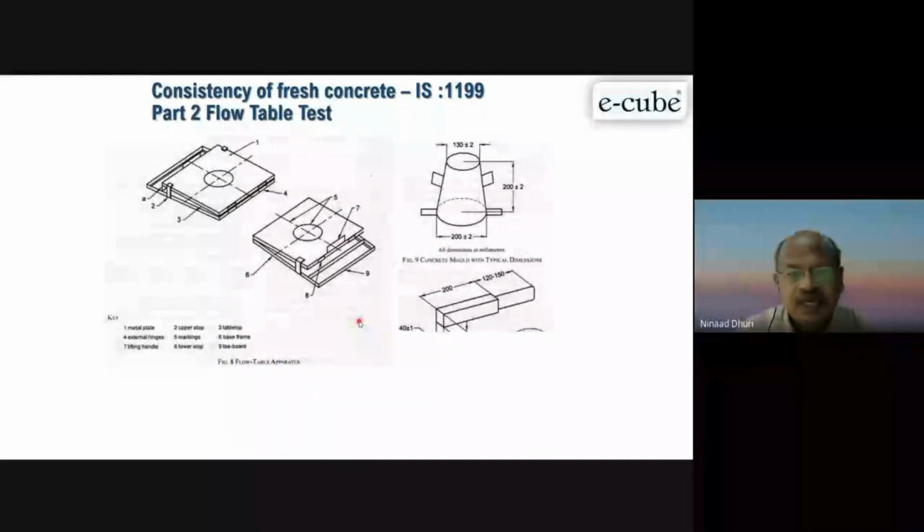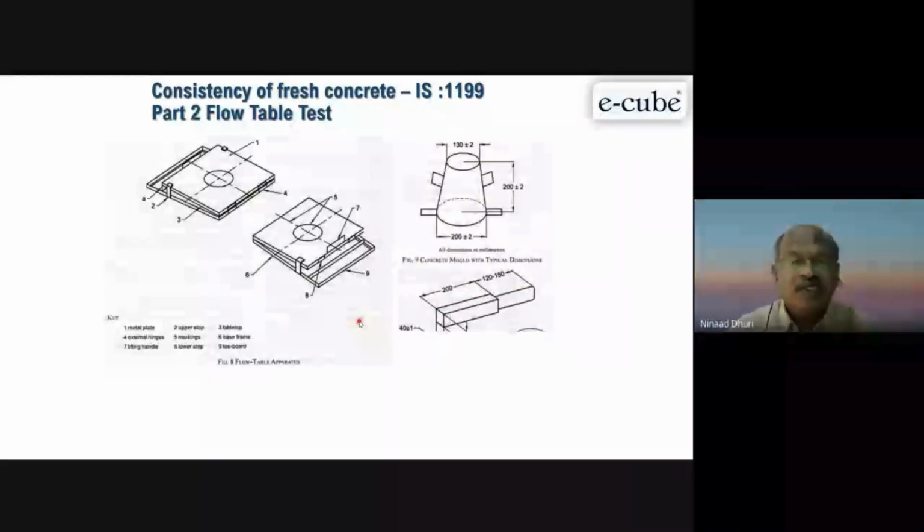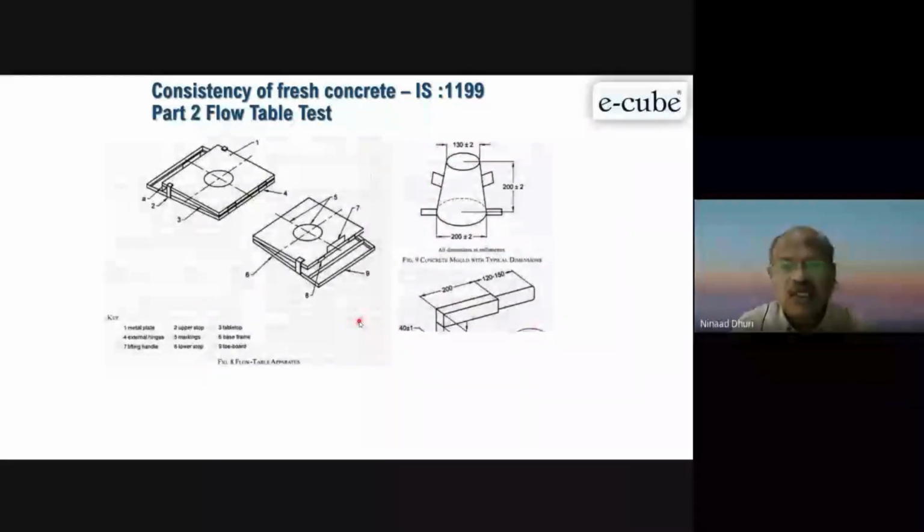This is a very important test, and now most of the concrete we use is high workable concrete, and everybody should understand that the slump test is slowly being replaced by this test. The slump test has very limited scope at the construction site nowadays, the way we are working today.